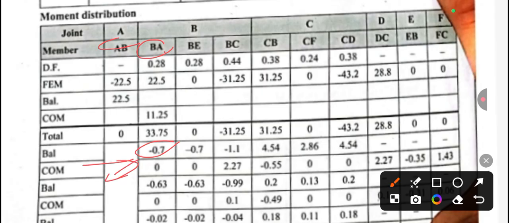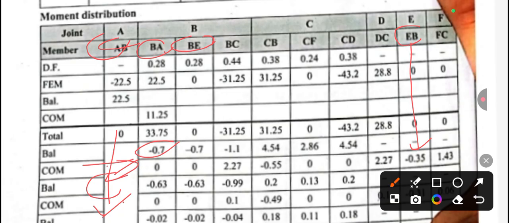But previously, as we have seen, this AB member is a support, so AB will not participate in the sharing. There will be no transfer because we have already closed this portion. So now we have to change for B. Half of BA will transfer to AB. Where is AB? You can see here. So half of BA will be transferred over here.